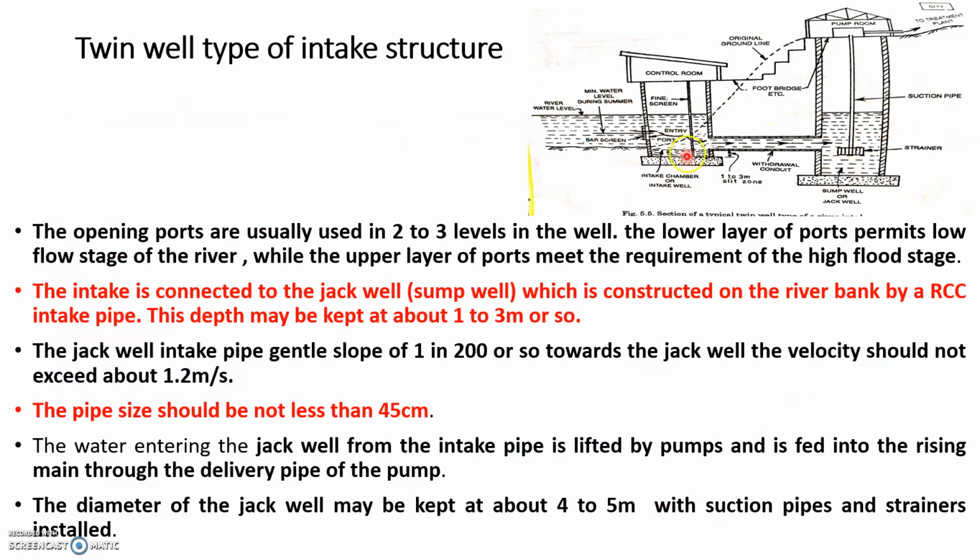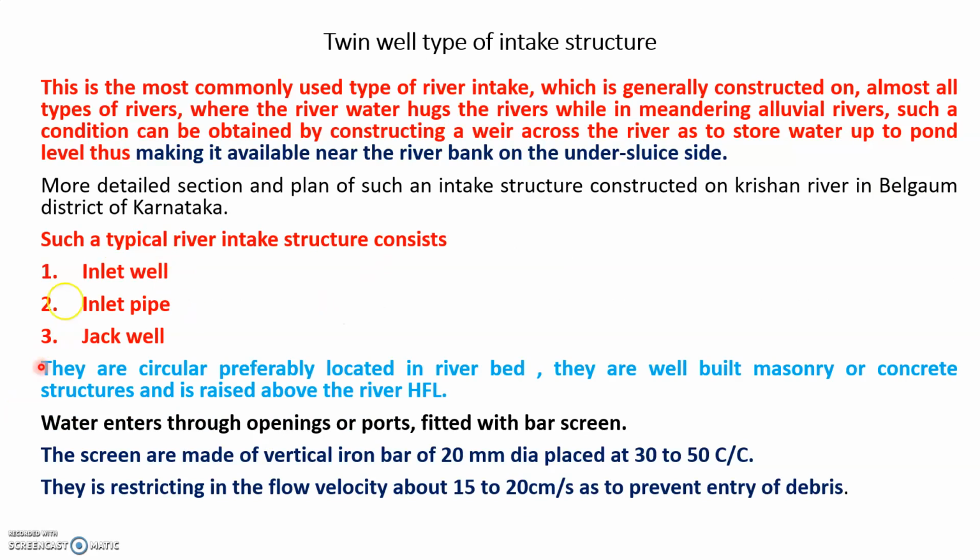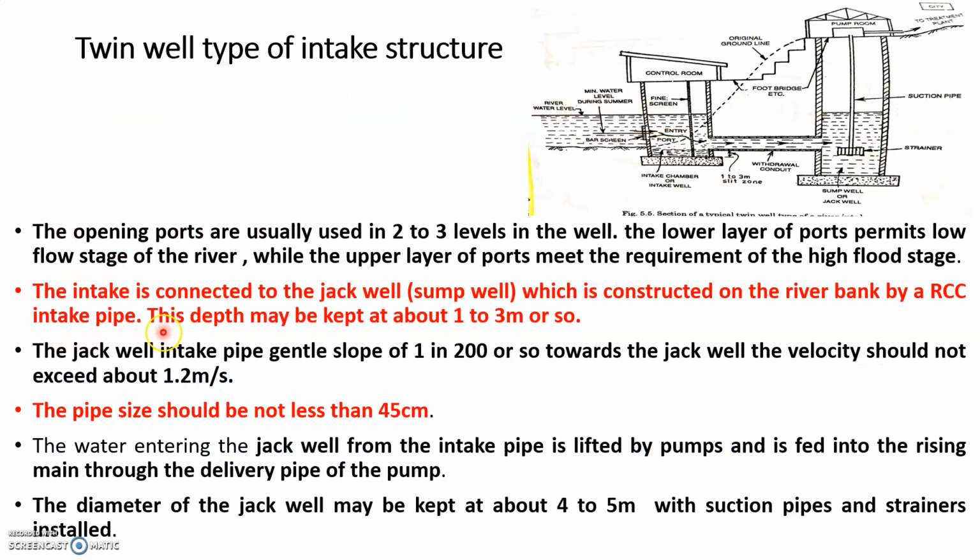So now, as I stated earlier, there are two wells over here. One is an intake well, and one, as we can see here, is a jack well. This is typically what it consists of. This is a withdrawal conduit, a conduit pipe over here. So there is an intake, there is a jack well, and there is a conduit pipe.